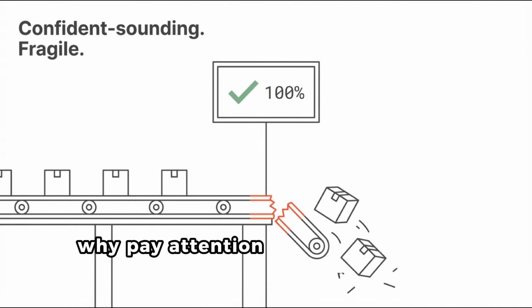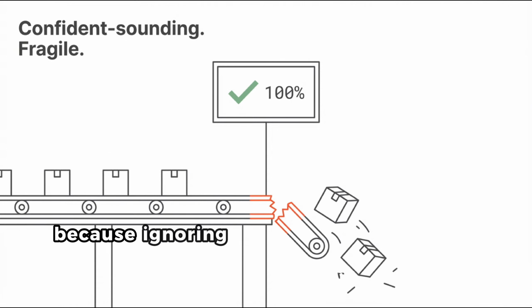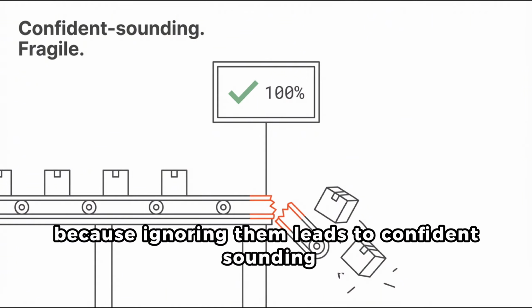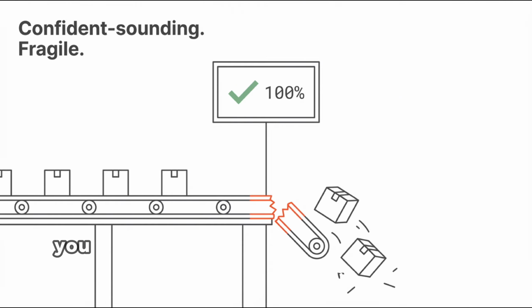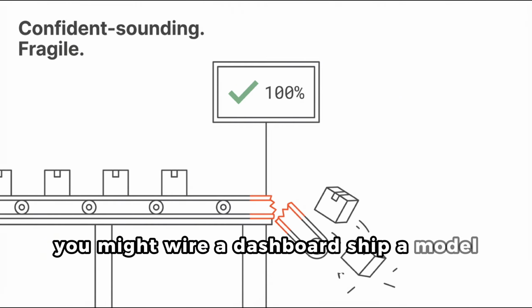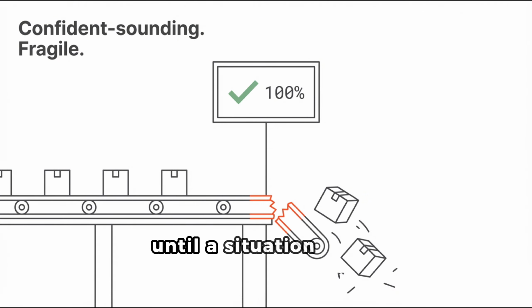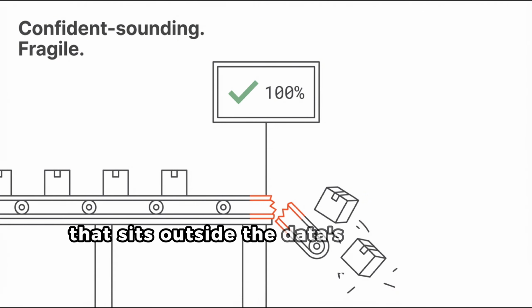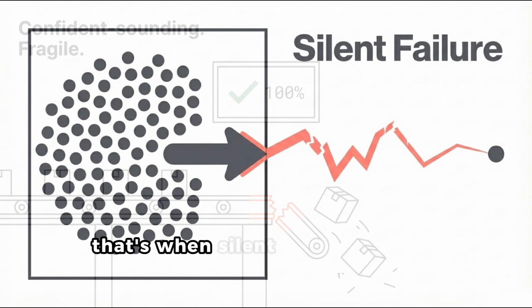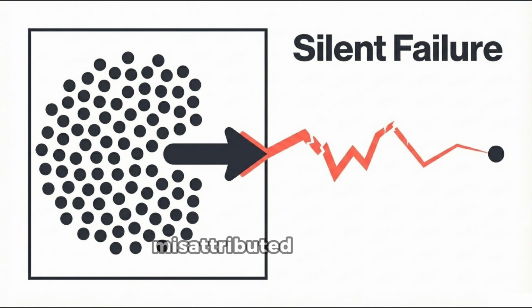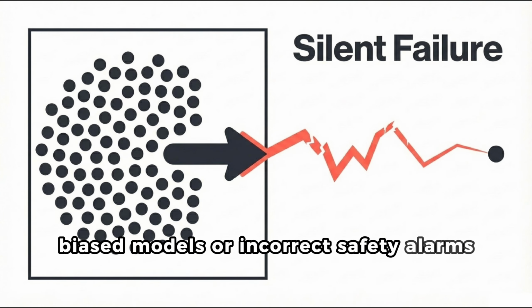Why pay attention to semantic limits? Because ignoring them leads to confident-sounding but fragile decisions. You might wire a dashboard, ship a model, or automate a process that seems to work, until a situation arises that sits outside the data's expressive territory. That's when silent failures happen. Misattributed revenue, biased models, or incorrect safety alarms.